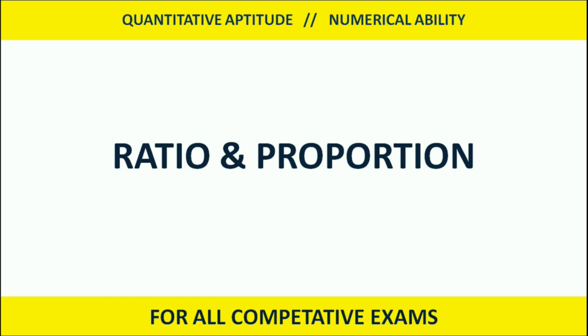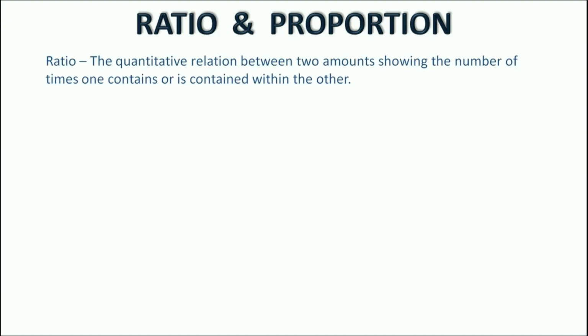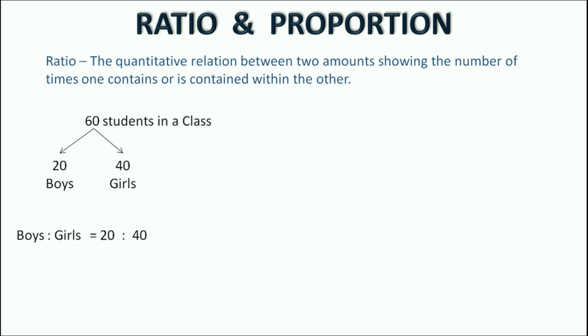Hi friends, in this video we are going to learn about ratio and proportion. Ratio means the quantitative relation between two amounts, showing the number of times one contains, or is contained within the other. For example, if there are 60 students in the class, of which 20 are boys and the remaining 40 are girls, then we can write the ratio between boys and girls as 20:40.